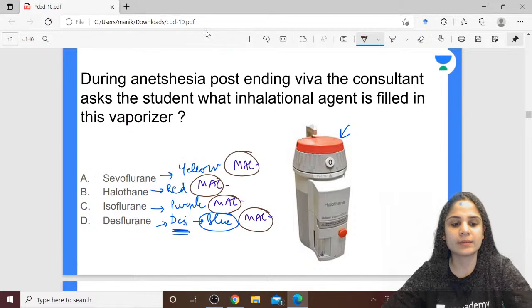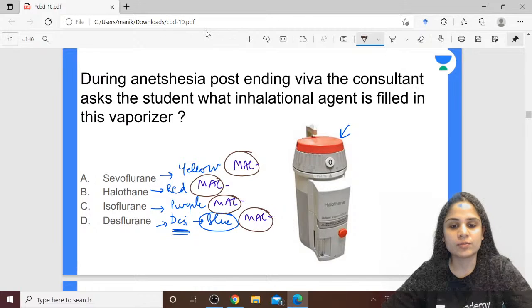Okay, at least all can tell me which of these four agents has the least MAC. MAC is nothing but minimum alveolar concentration required to produce unconsciousness in the patient. Nimesh, do you know the MAC of any of these agents?